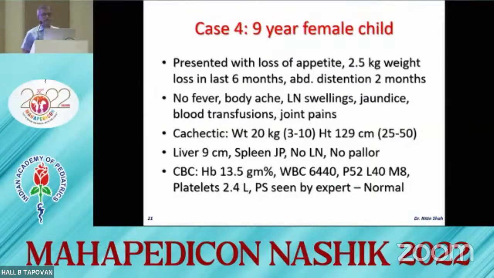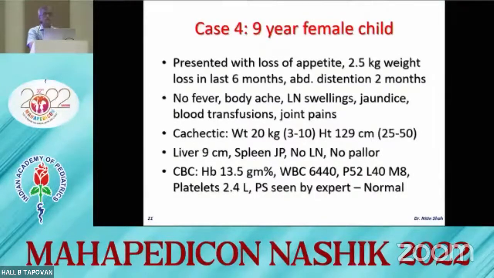You see her weight is 20 kilos, in the 3rd to 10th centile. And height is 129 centimeters, which is 25th to 50th centile, which means she's quite okay for her height, but she has lost weight. So she's dropped in a centile for the weight. So she's like weight less than the height type of malnutrition. Or no, don't call it malnutrition, but you say she has lost weight.